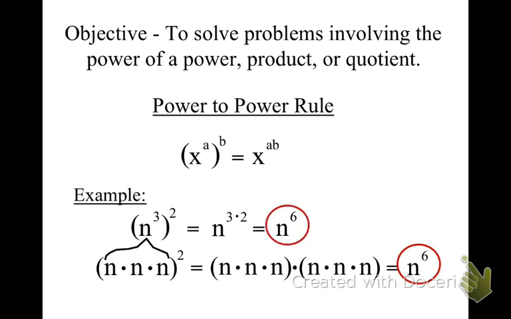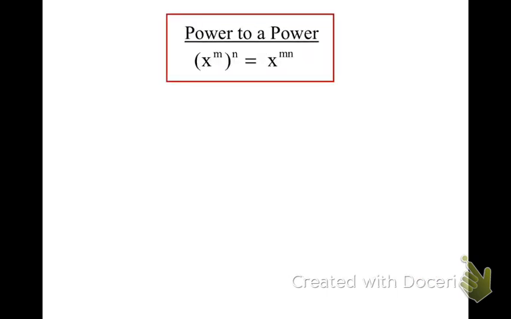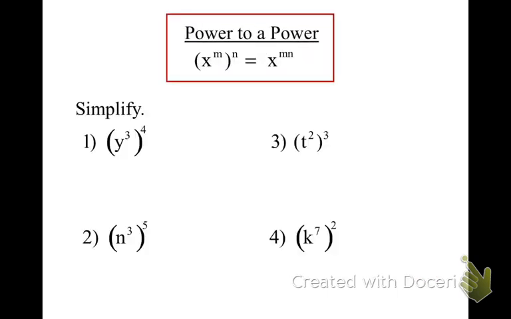So let's try it. Pause your recording and let's try these four. I'll do the first one with you and then I want you to do 2 through 4. Ready? So y to the third, it's outside, inside parentheses, so we do y to the 12th. It's just y to the third times the fourth, which is y to the 12th. All right, you try the next 3.